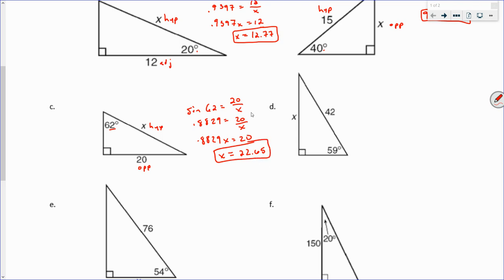Okay, now 59. Also looking at opposite of 59, and this is the hypotenuse. So another sine of 59 equals x over 42. Sine of 59, and we get something like 36.001 equals x.